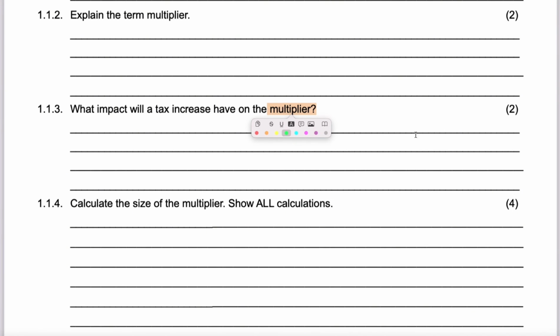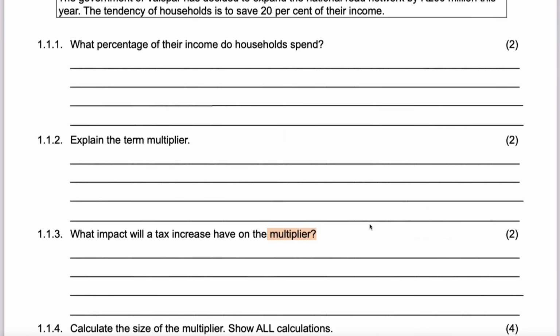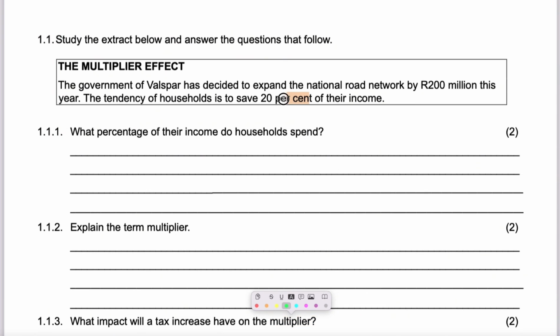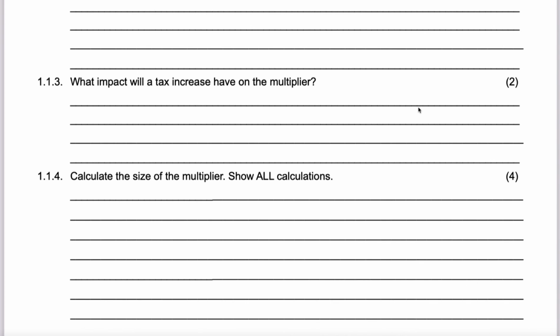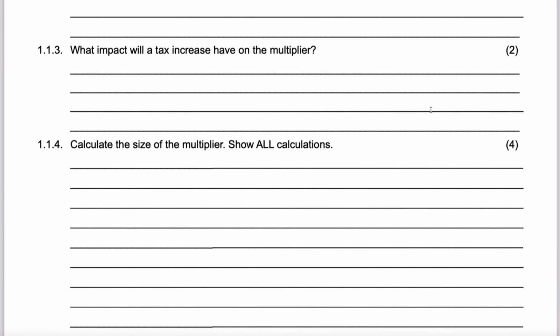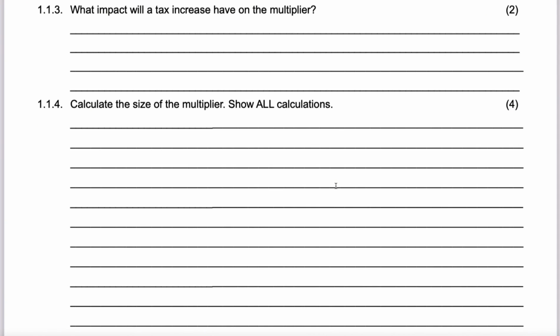Anything along those lines. Then calculate the size of the multiplier. Okay, it's easy. They gave us MPS, which is 0.2. So we use MPC. Now we had the formula. And so basically here you're going to say formula first, K is equal to 1 divided by 1 minus MPC. K is equal to 1 divided by 0.8. K is equal to 1 over 0.2. That means K is 5.